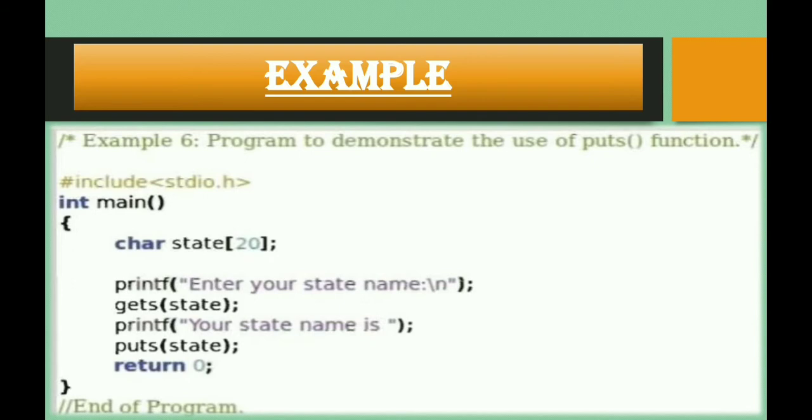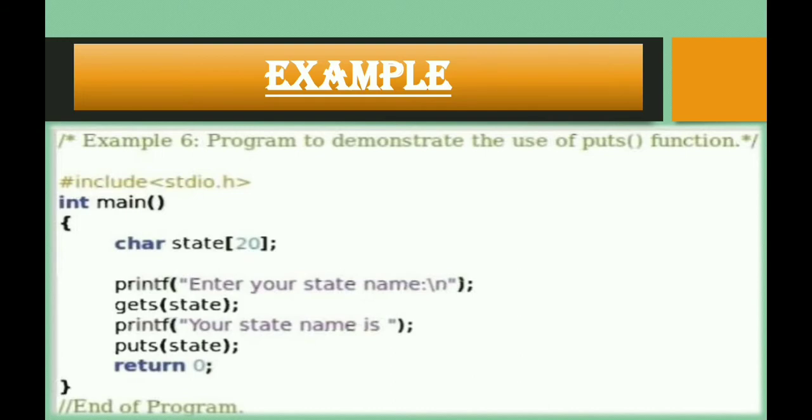Now we will display whatever input is given by the user on the screen. First we will display the message with printf, your state name is, and whatever state name is given by the user, we will print on the screen with the help of the puts function. So write puts, the function name, and in brackets give the state variable that holds the value. Here the state variable holds the value, that is why we have provided it. Then the function bracket is closed, and a semicolon.